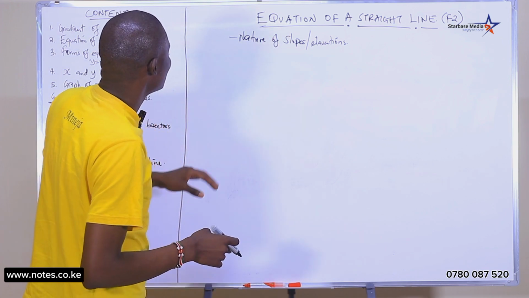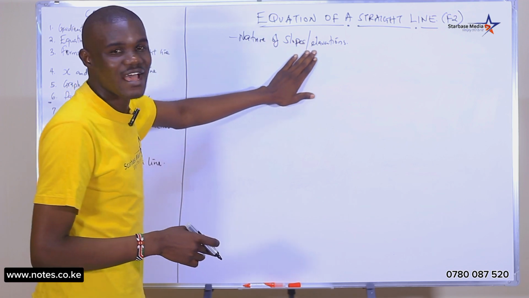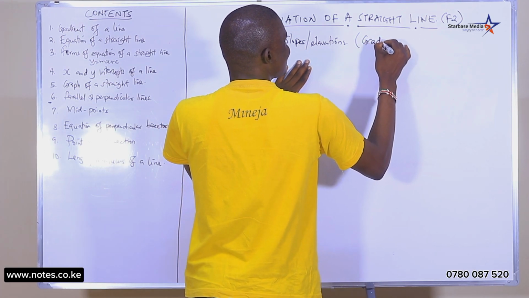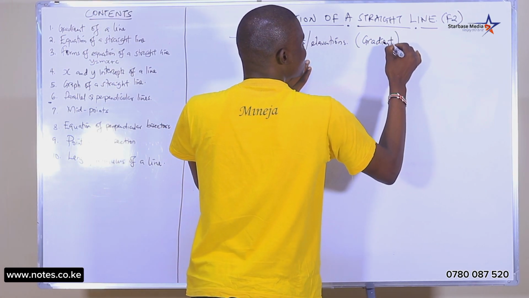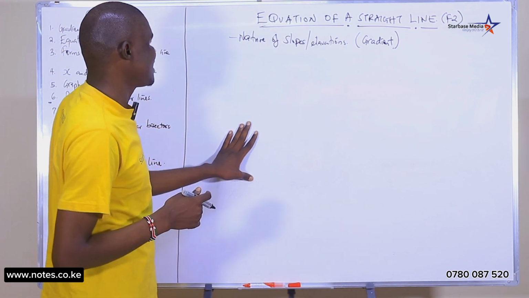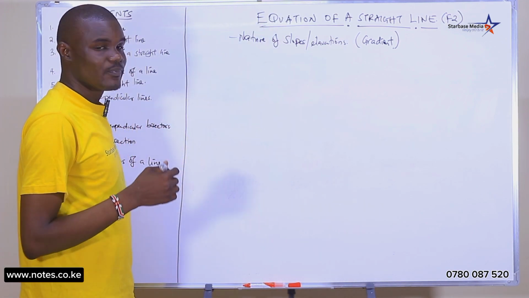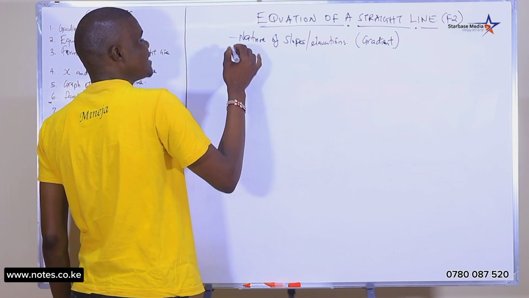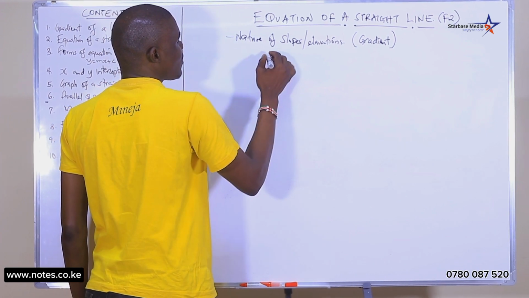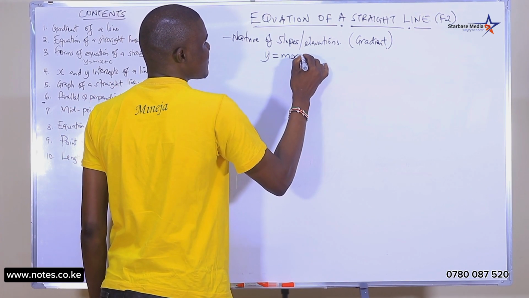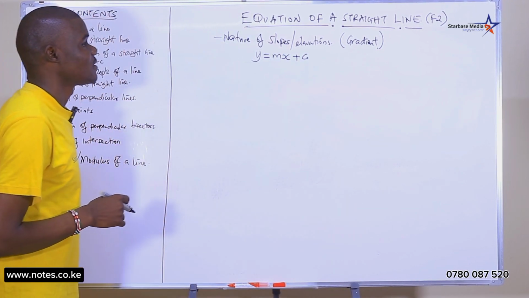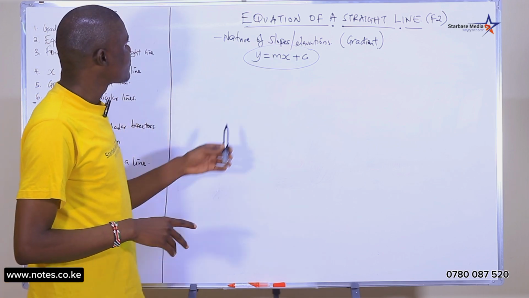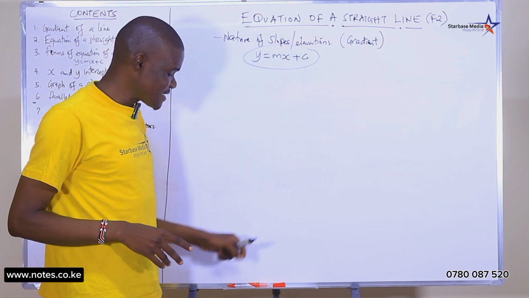We basically talk about the nature of slopes, and the nature of slopes is given by what we call the gradient. A gradient basically tells us how steep a given line is. Another important aspect to know in this topic is that the equation of a straight line is given by the formula y = mx + c. This is how we give the equations of a straight line.